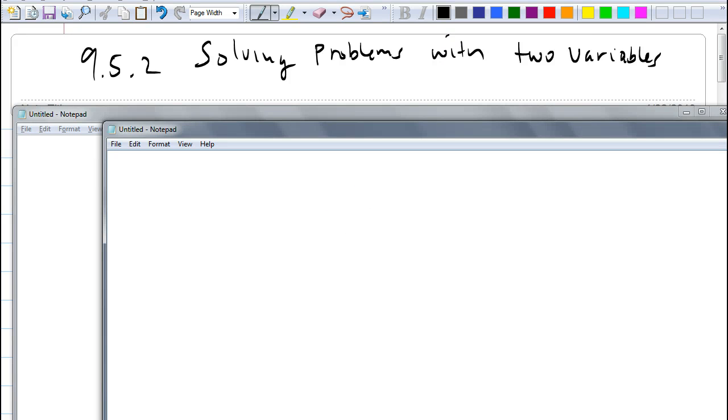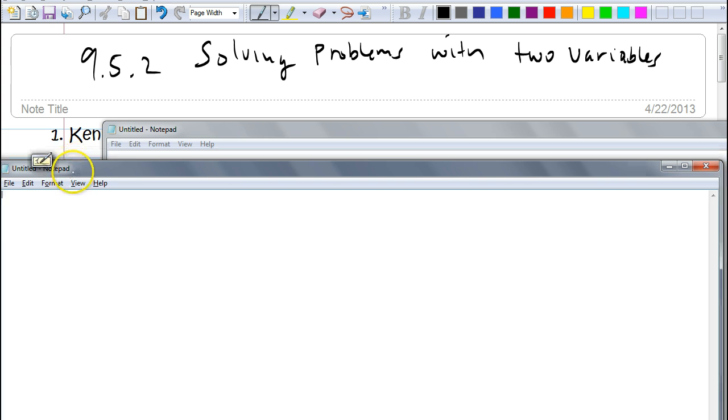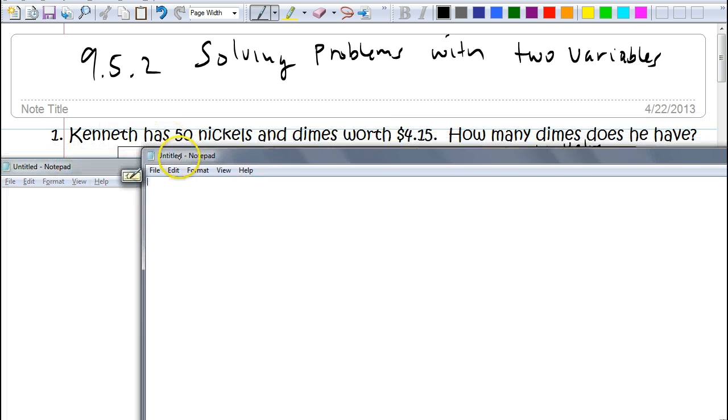Okay, today we're going to continue on talking about how to solve word problems using two variables and so on. So let's start with the first example. Somebody read this for us. Chuck, can you read this for us?